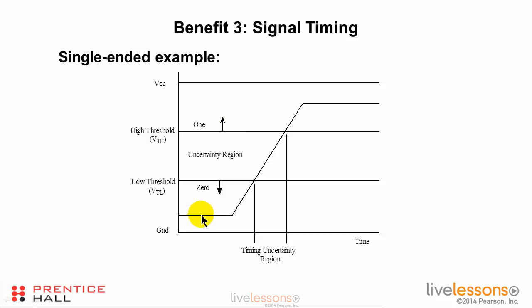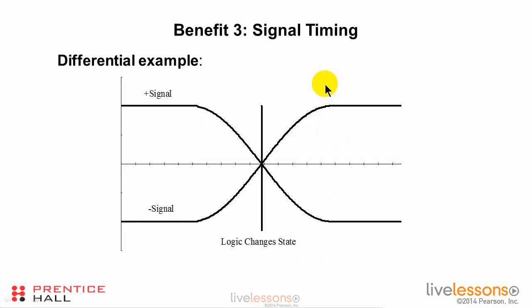So if our signal transitions from a logical 0 to a logical 1, there is a period of time where we're passing through the uncertainty region, and right in this period of time, we don't know what the signal level is. If we have differential signaling, well, we can say that if the plus signal is above the minus signal, we have a logical 1. If the plus signal is below the minus signal, we have a logical 0. And where that changes is a very precise point. There is no uncertainty region.